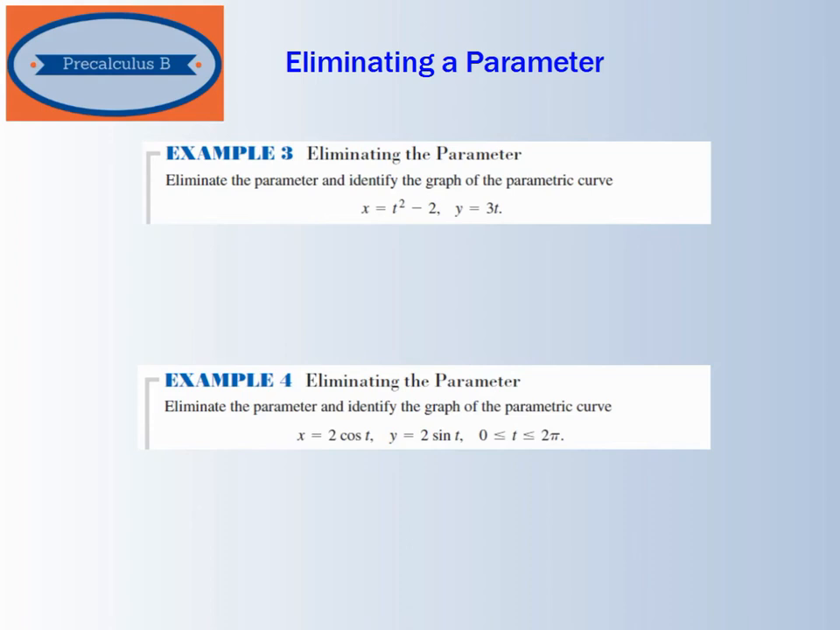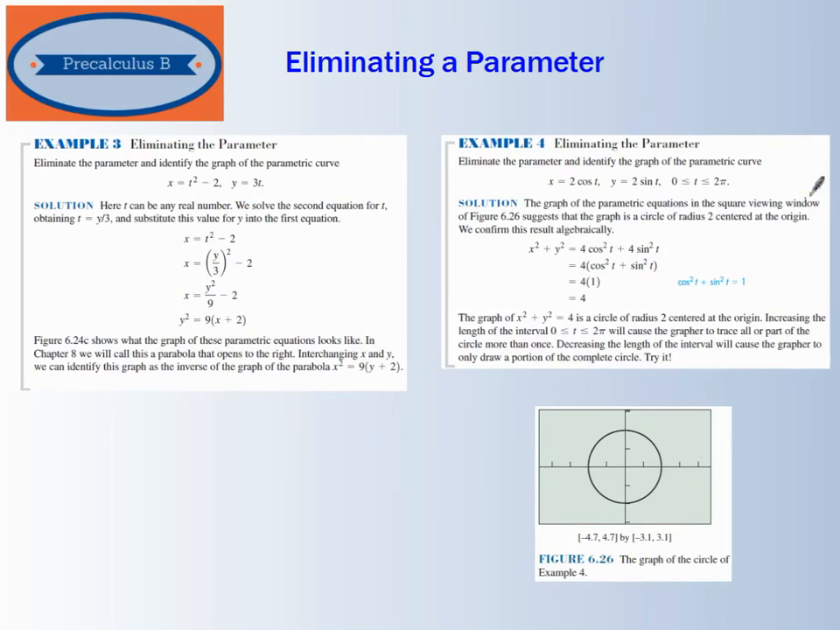Okay, welcome back. You should have had a chance to go through and attempt to work with these two different equations and try and eliminate the parameter. When we look at the solutions, the first one, we have y equals 3t and x equals t squared minus 2. We could say t could be any real number. So we solve the second equation for t.